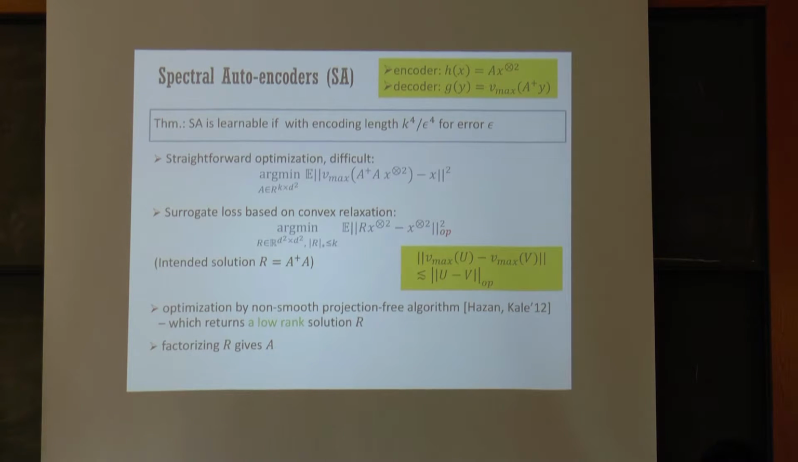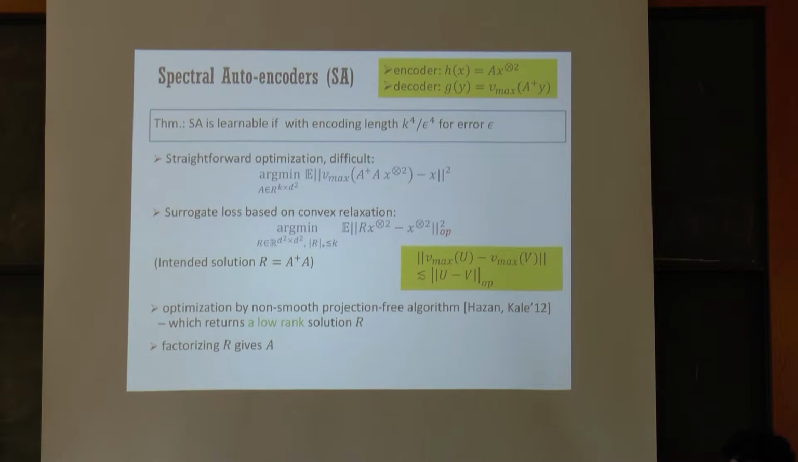If you didn't have error, would it be an easy problem to solve? If you knew that for the examples x, Rx squared is the same as x squared, would it be easy? I think that would be. If you assume that, it will be much easier, because you can just take a bunch of examples and find the exact subspace of A.